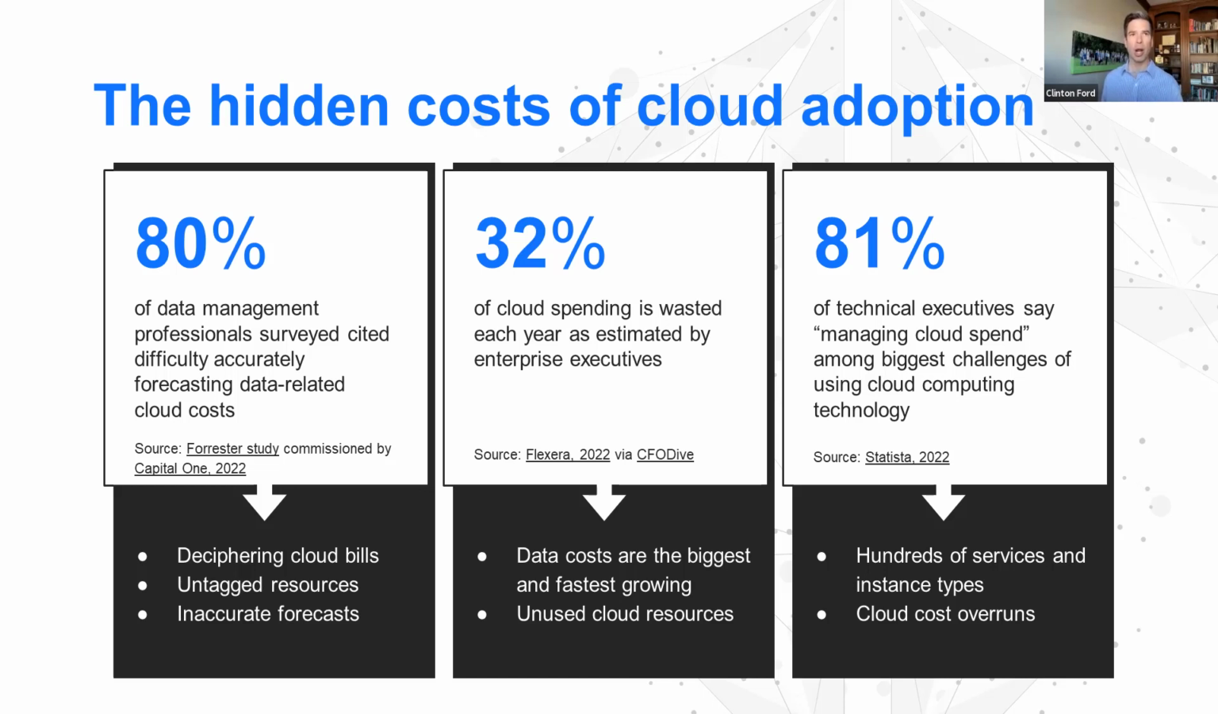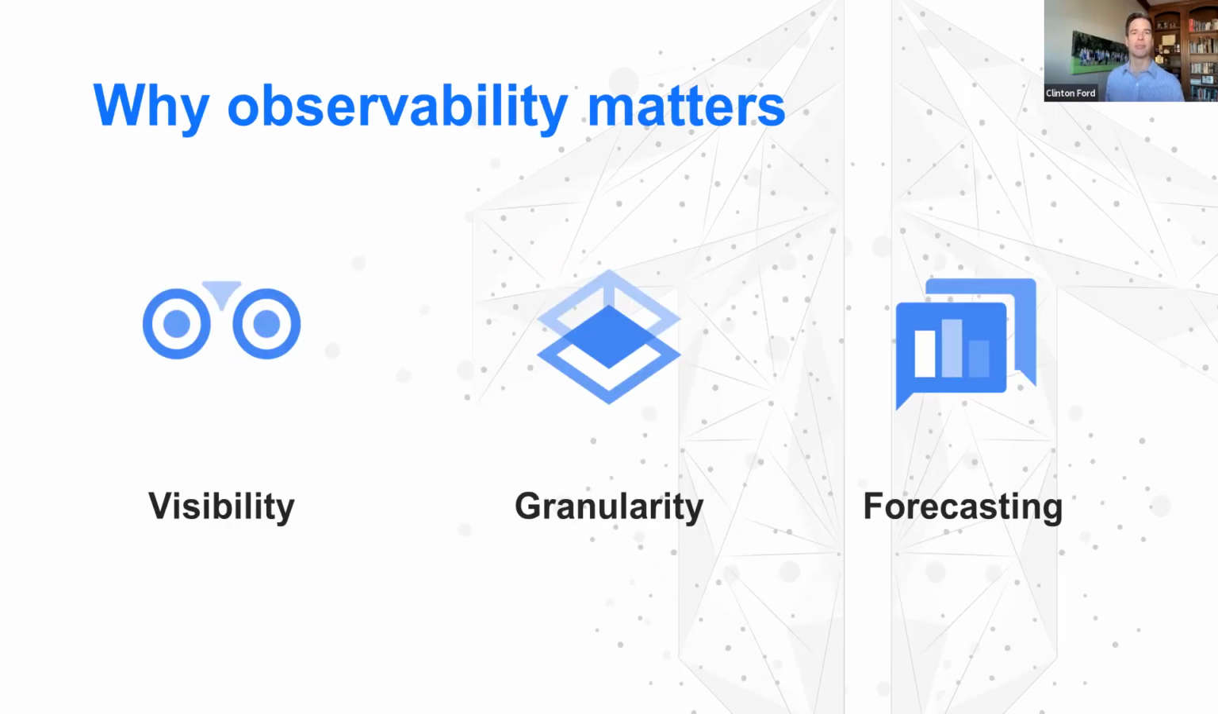With over 200 services and over 600 instance types on AWS alone, it's difficult to define what good looks like. The result is that on average, organizations report their public cloud spend is over budget by 13%, and they expect cloud spending to increase by 29% this year.